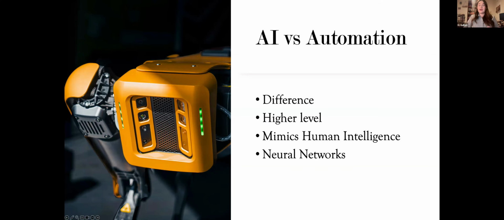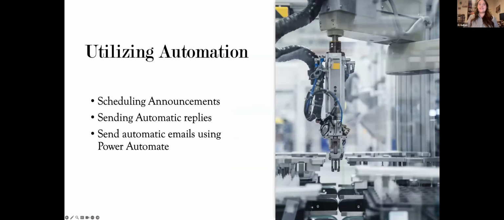Automation is something you are probably using almost every day at this point. Think about things like scheduling announcements in Canvas. That is absolutely automation, right? If it is this time, then post my announcement. Sending automatic replies if you've done an out of office email. Automation is something you're using regularly, like sending a reply if someone emails you to let them know that you're out of office.